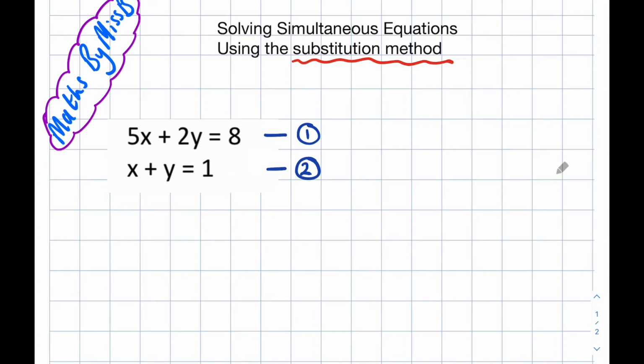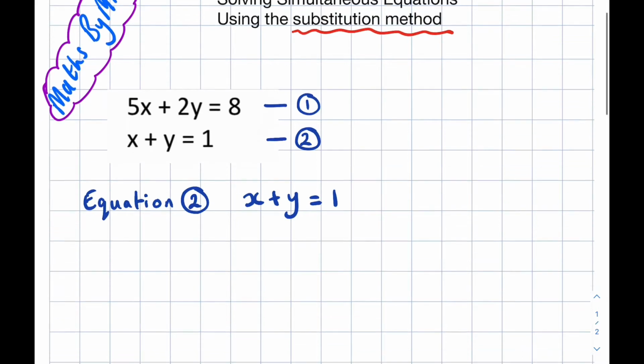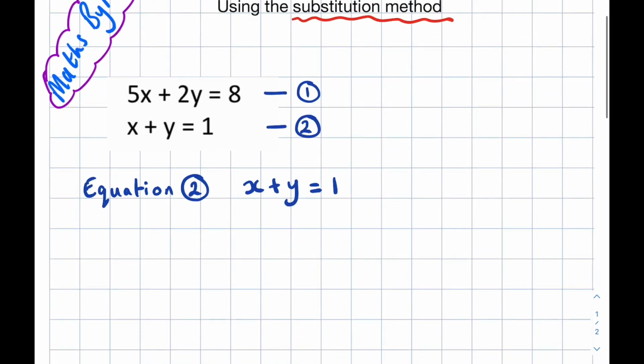Looking at equation number 2, that's the one we're going to work with first. Currently it's x plus y equals 1. I'm going to rearrange it so it becomes x equals something. In order to get the letter x on its own on the left hand side, I will subtract y from both sides. On the left we've got x, on the right hand side I've already got 1 there, but now we are subtracting y. So we've got x equals 1 minus y.